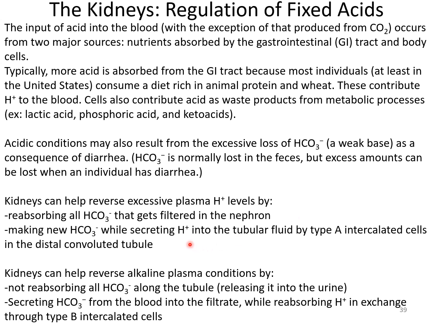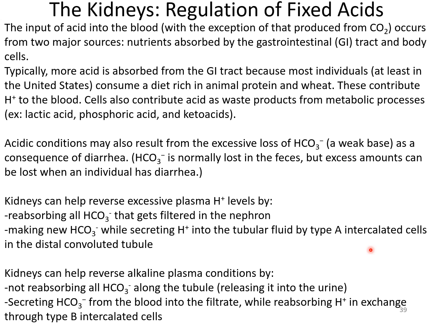It can also make new bicarbonate while secreting hydrogen into the tubular fluid by type A intercalated cells. You're going to find all of that in the distal convoluted tubule. So think about this second bullet point right here. If you make more bicarbonate, then you can push that off into the plasma, and that can neutralize a lot of the hydrogen there. But if you're also secreting hydrogen ions, that means you're pulling hydrogen out of the blood and putting it into the urine. So that helps you keep the blood pH from getting too acidic. And that's your type A intercalated cells in the distal convoluted tubule.